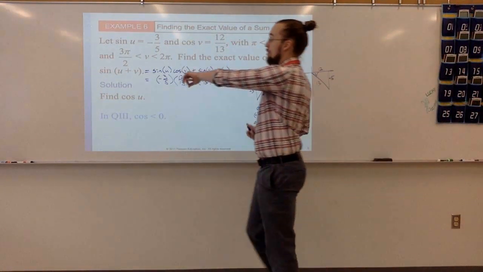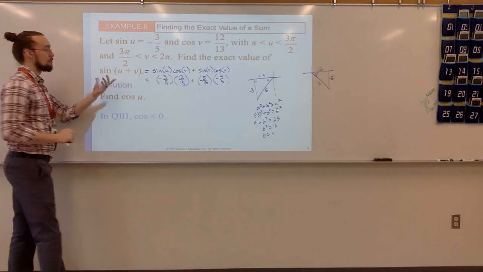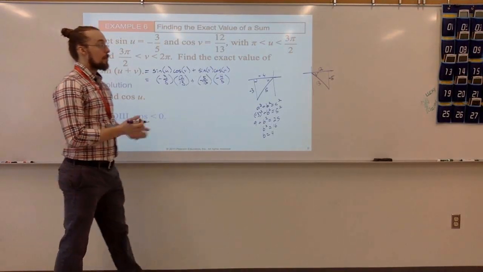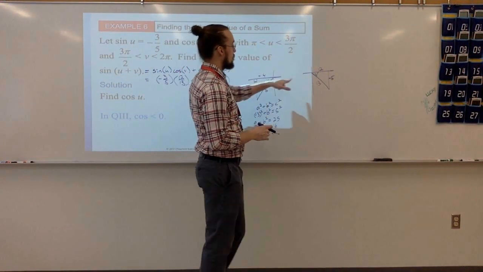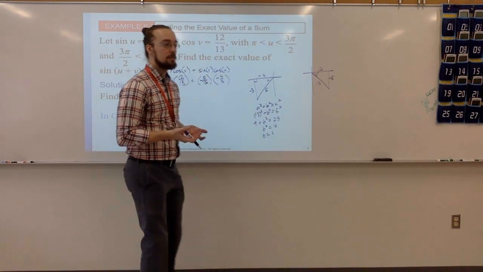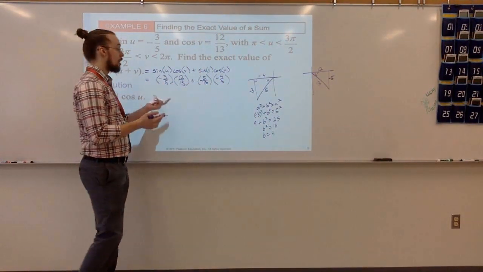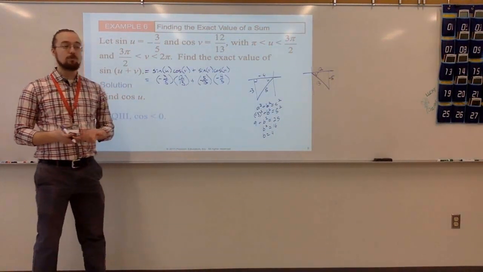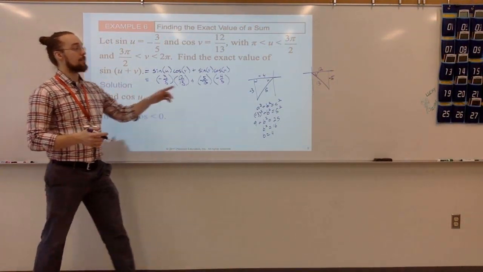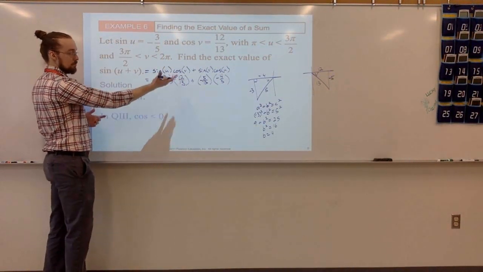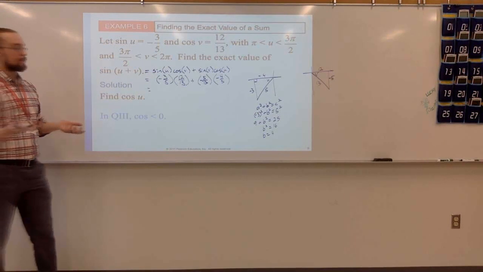So we are finding the sine of u plus v. If I were to add these two angles together, it's going to be some ugly angle. But I'm going to get an exact value for the sine if I were to add these two angles together. Okay. So just have a little bit of arithmetic to do now.